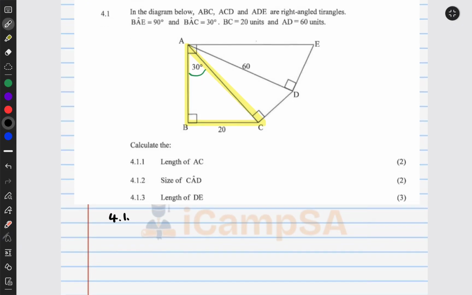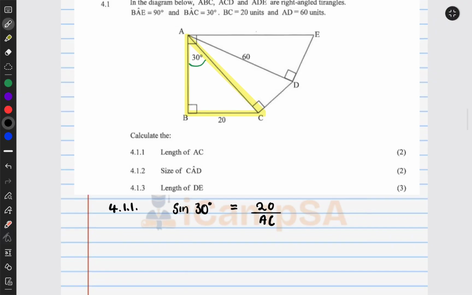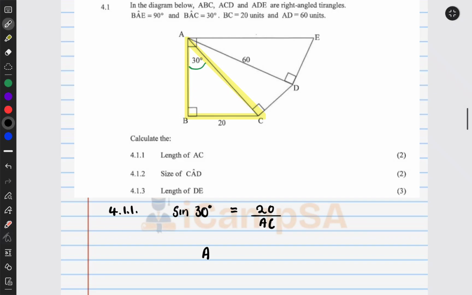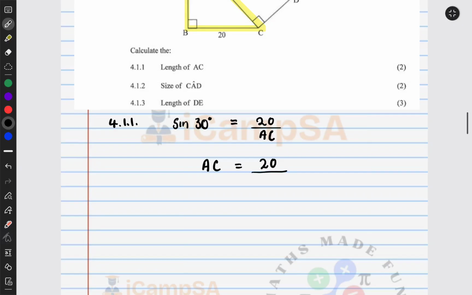We are supposed to use the trigonometric ratio of sine because it's the one that has opposite and hypotenuse. So we're going to say sine of 30 degrees, which is A, is equal to the opposite side, which is 20 units, over the hypotenuse side, which is AC. Therefore AC, by cross multiplication, will be equal to 20 divided by sine 30 degrees.